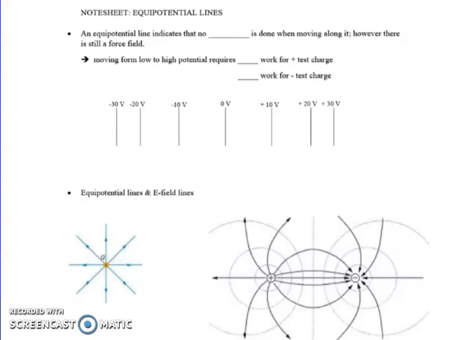And what we want to understand about an equipotential line, and it's more similar to contour lines on a topographic map than E-field lines are, is that when you move along that, you do no work. On a contour map, you're staying at the same elevation, so you're not working against gravity or with gravity. You're just staying in the same place.